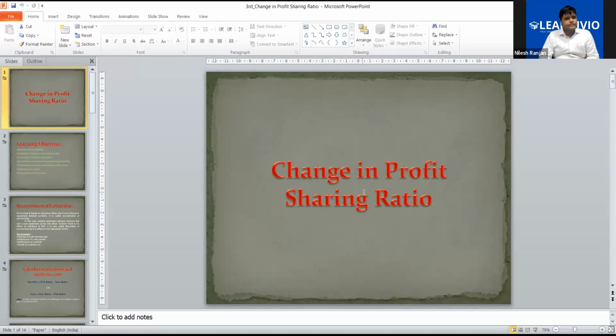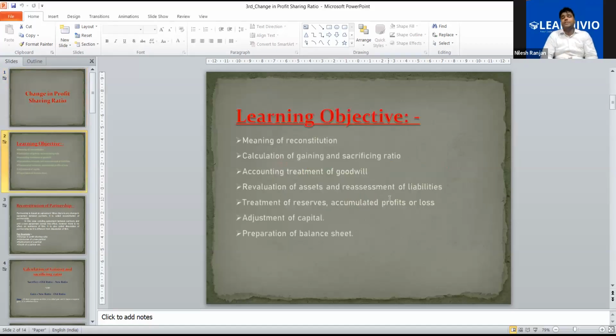Okay, so let's start with change in profit sharing ratio. What are we going to discuss in this chapter? The first is meaning of reconstitution, calculation of gaining and sacrificing ratio, accounting treatment of goodwill, revaluation of assets and reassessment of liabilities, treatment of reserve, accumulated profit or loss, adjustment of capital, preparation of balance sheet. I have written all these topic names so that we cannot forget any chapter or topic we have to complete. That's why I have written all these learning objectives.